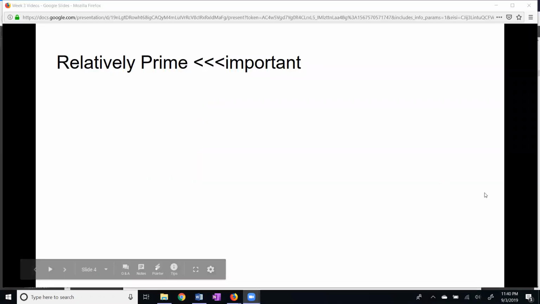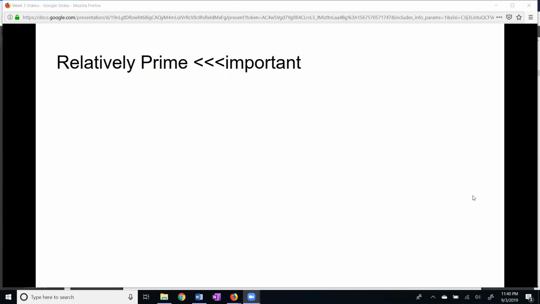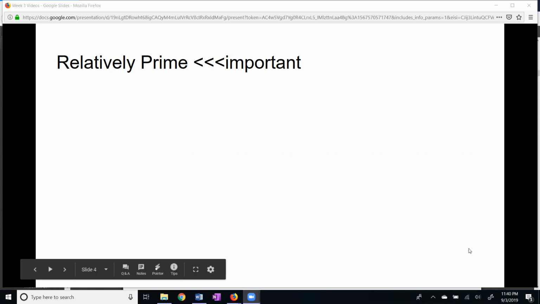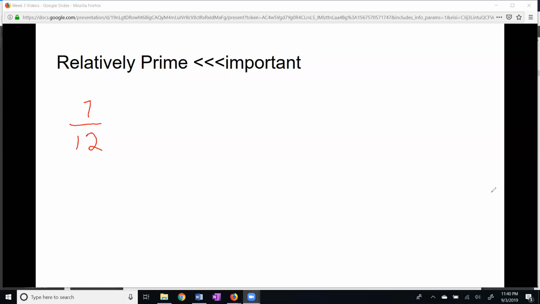The concept of being relatively prime is very important in number theory. In middle school, we don't use the term relatively prime, but we have the concept of relatively prime. If you have a fraction with the numerator and denominator not having any common factors, we know that it is in lowest terms. For example, the fraction 7/12 is in lowest terms because there is no common factor other than 1.